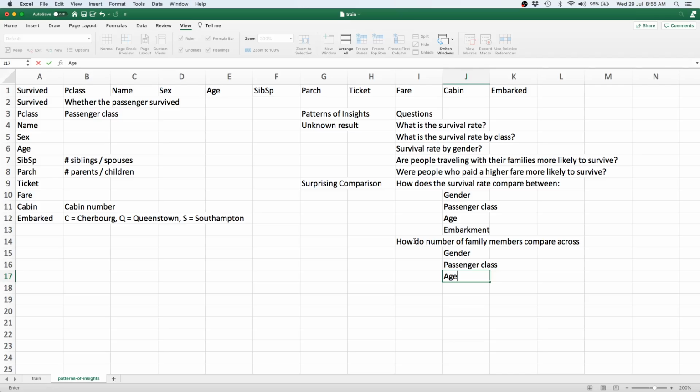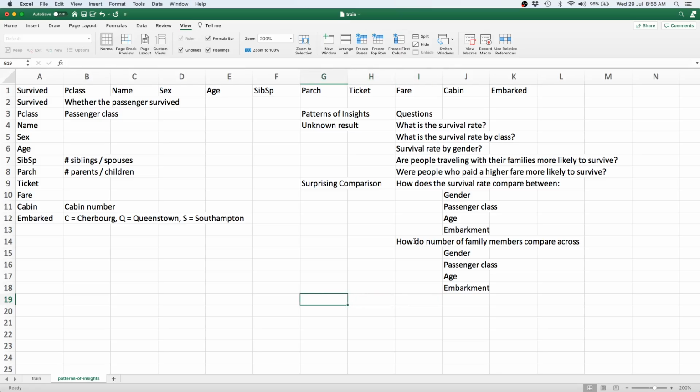So you would imagine that younger people, children, would be traveling with their family members, and older people might not be traveling with their family members. Let's see if that is true. And again, as usual, the other variable that we have is embarkment. So let's see what happens.